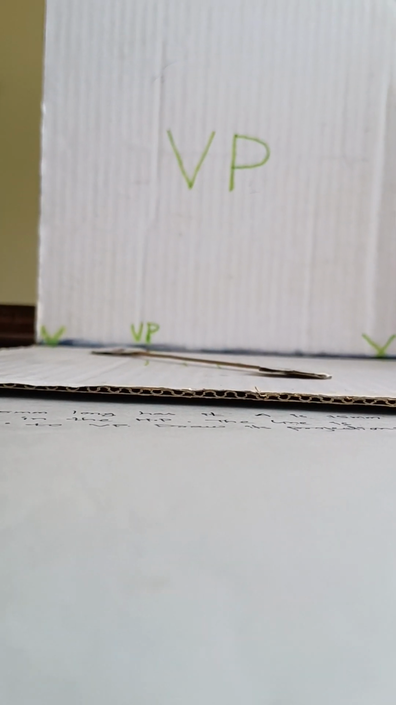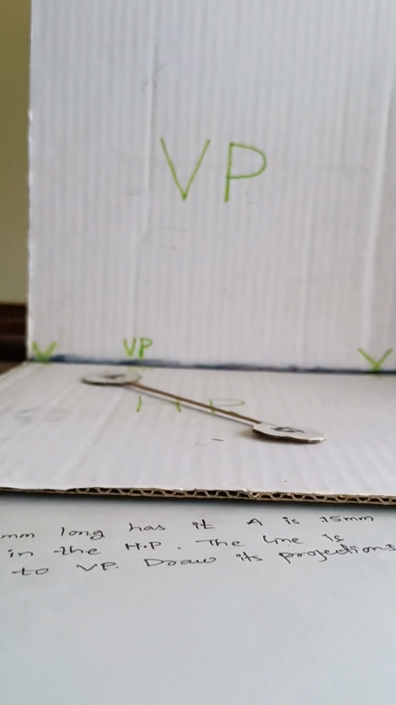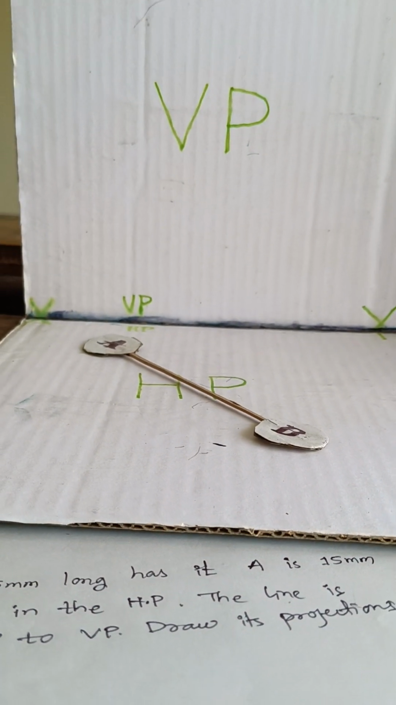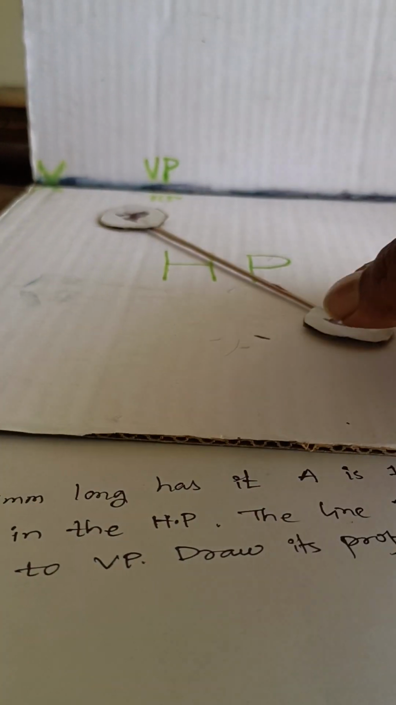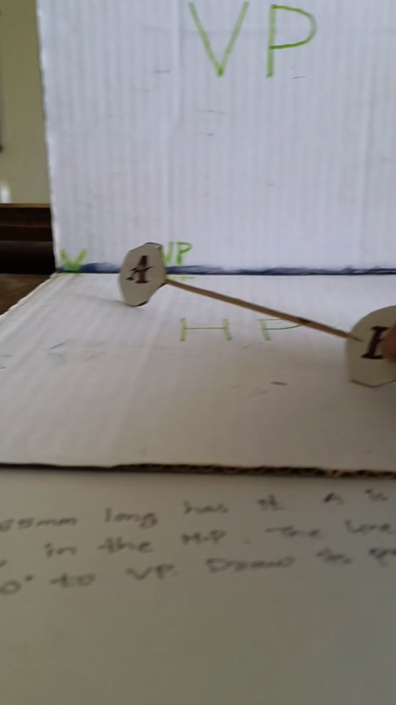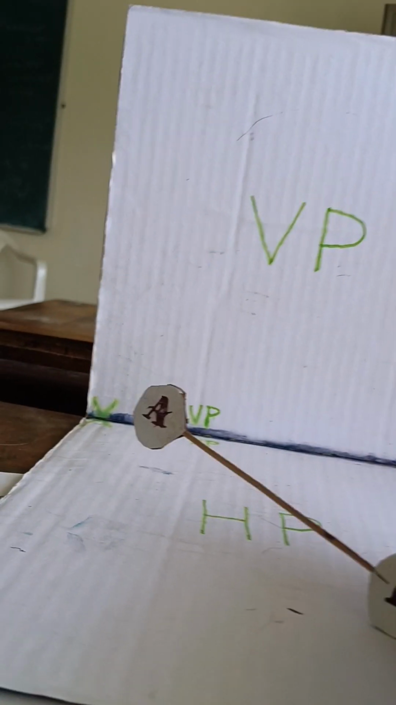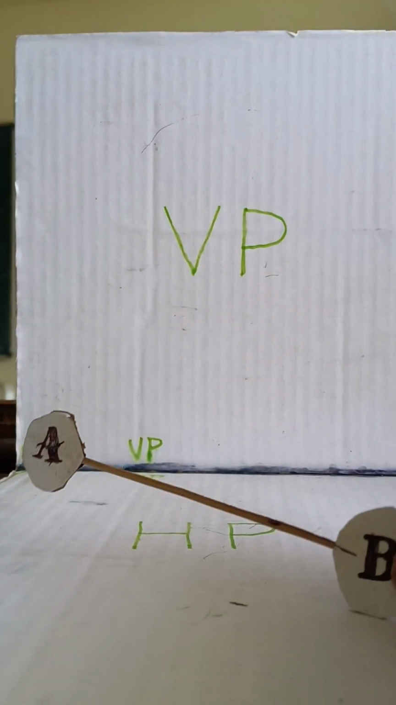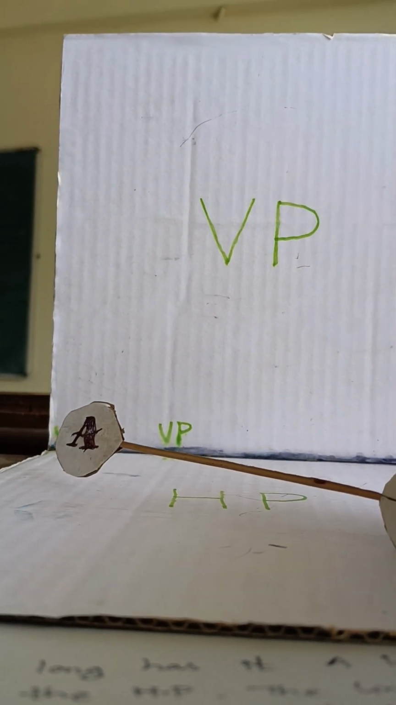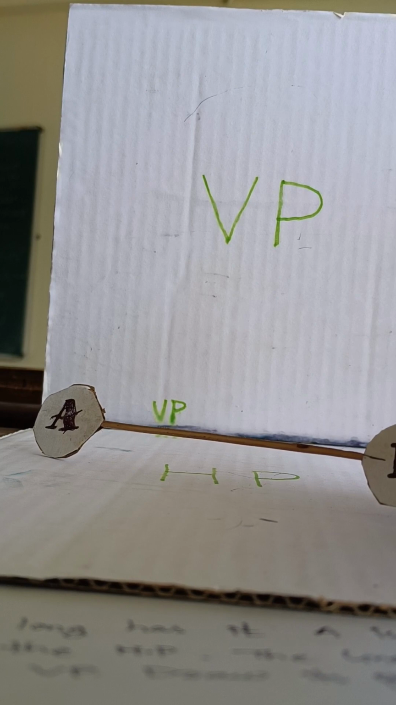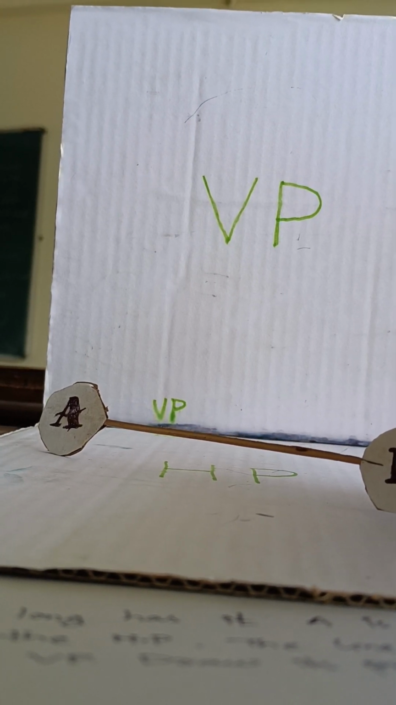In the front view we don't get the true shape of the line. Why? Because it is inclined to the vertical plane. When you see from the infinite front, you can see the reduced front view in the vertical plane. You need not get the true length of the line in the vertical plane. You can get the reduced front view.